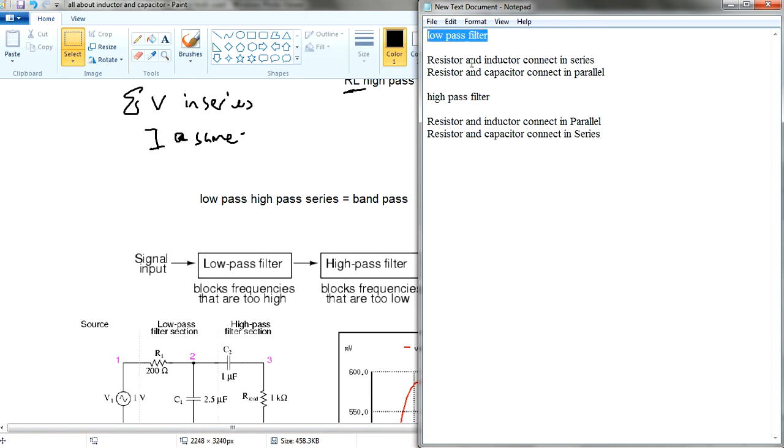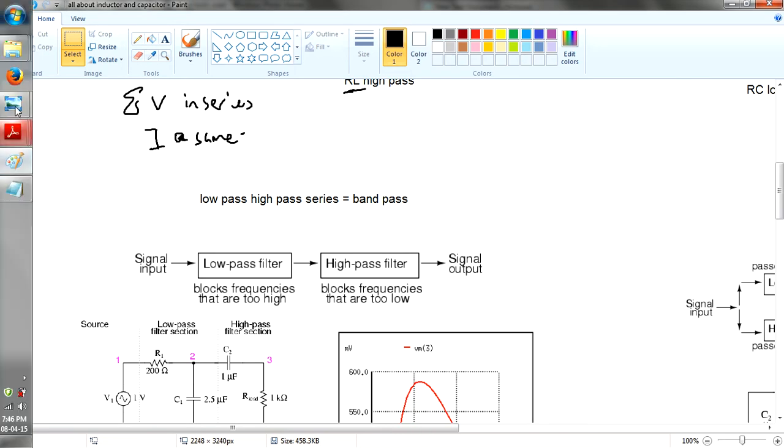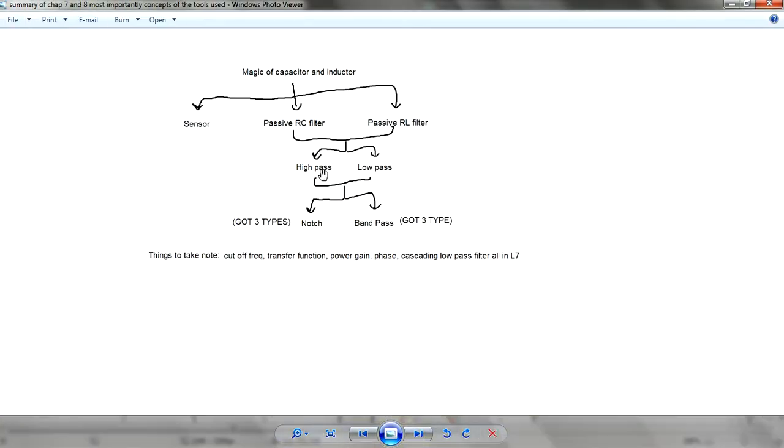Previously we talked about low pass filter and high pass filter, and how resistors, inductors and capacitors are all connected in series or parallel. We discussed about it. So now we go more in depth into connecting high pass and low pass together. If you connect high pass and low pass together, you're going to create different things.